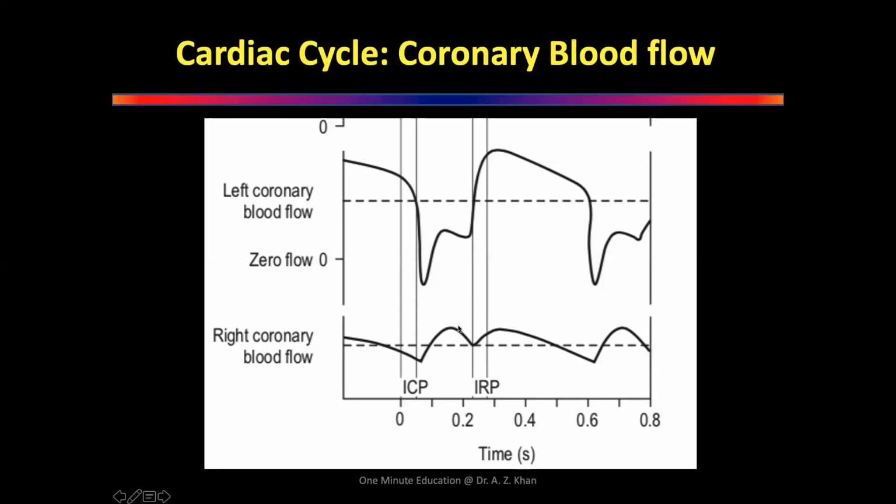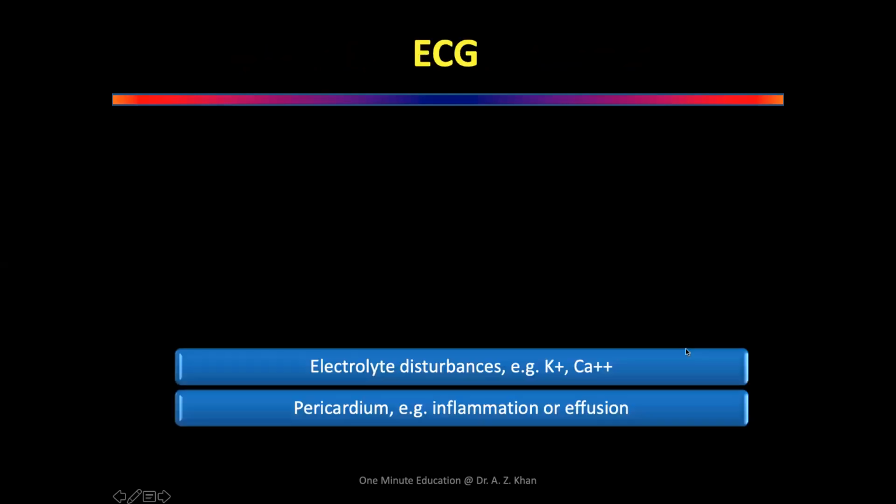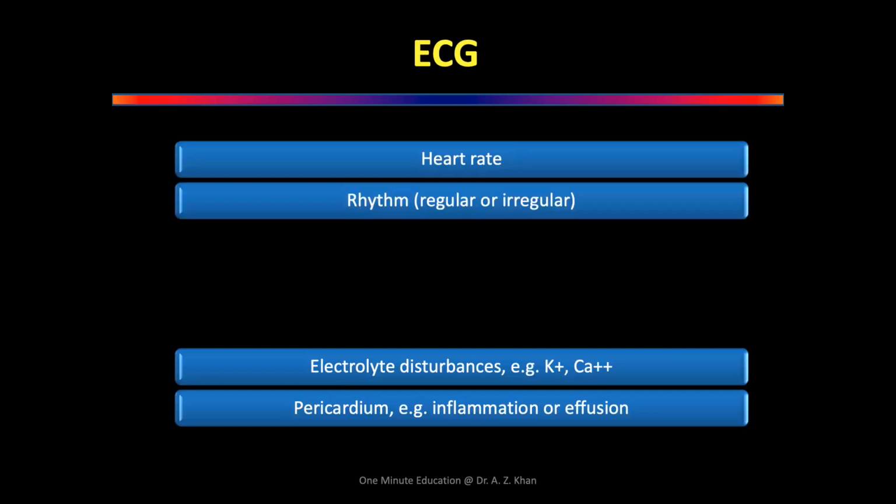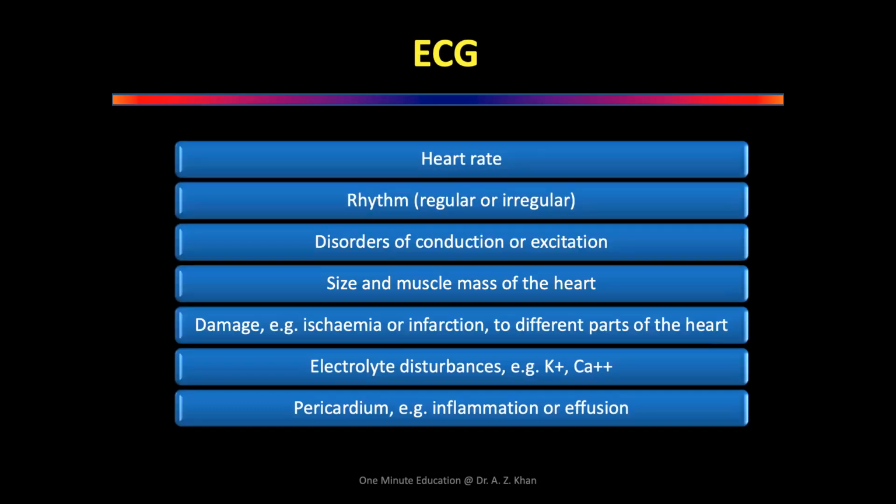Everything will eventually come together, so don't worry about it. Just stay with me on this at the moment, okay? Sorry about the graphics here. It's just become ECG. When you look at an ECG, you've got to look at the heart rate, the rhythm, disorders of conduction, size and muscle mass of the heart. You've got to look for damage, electrolyte disturbance, and also the pericardium. Now, this is not a lecture on ECG at the moment. All I want to know is what happens normally. Just PQRST at this stage.